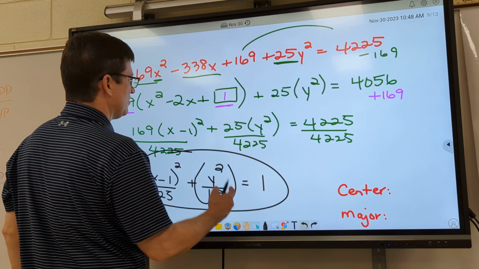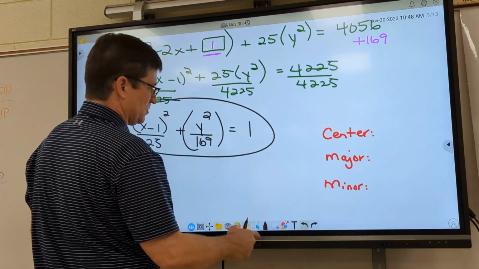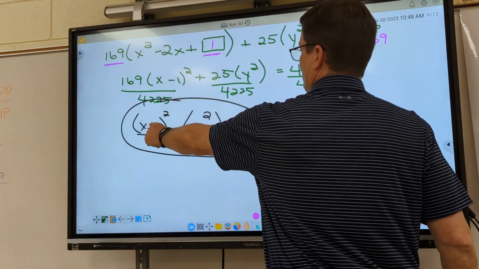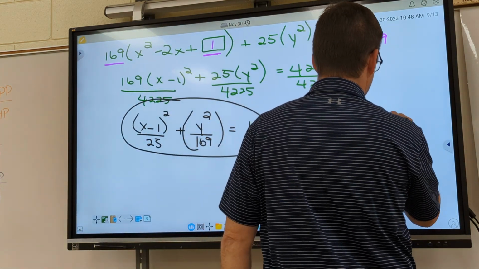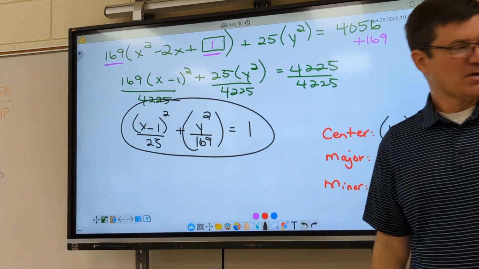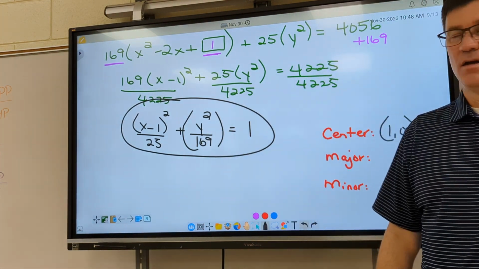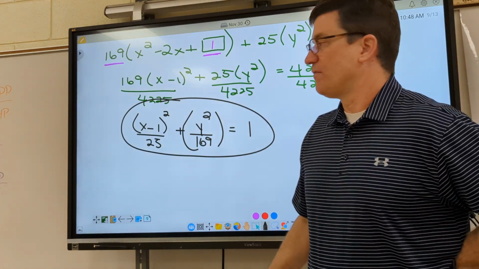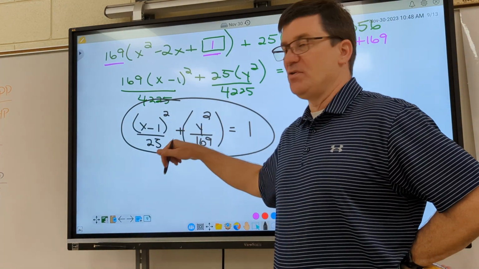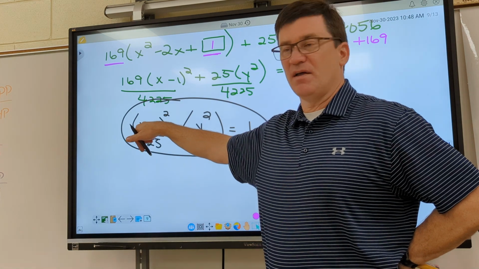What is the center? If y'all had to guess, what is the center on this one? Positive 1 and 0. All right, how did we find the major axis? The centers are 0 if it's just x squared and y squared. If you got a number with it, you just flip the sign.